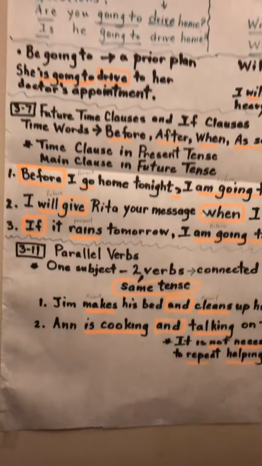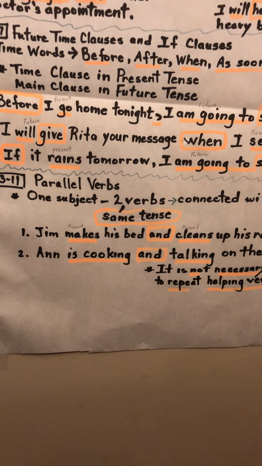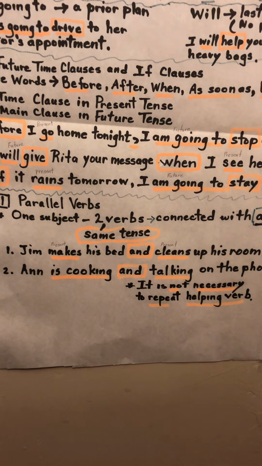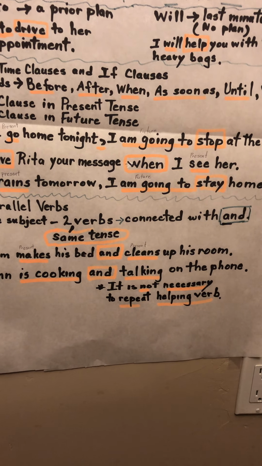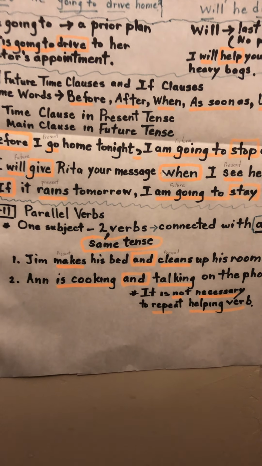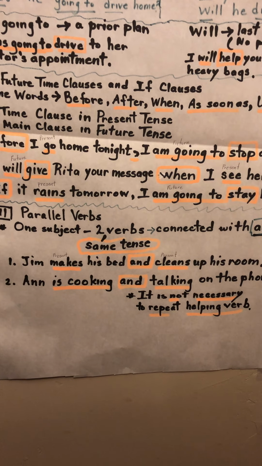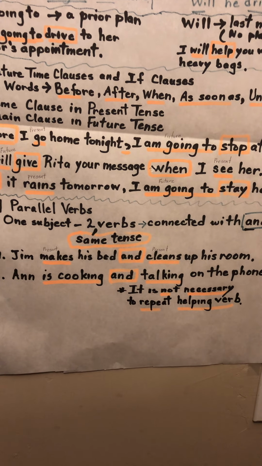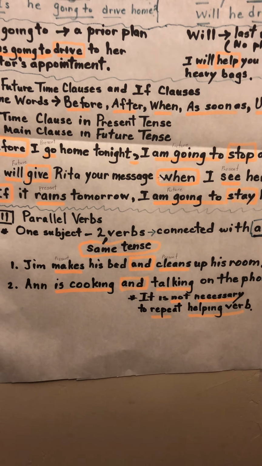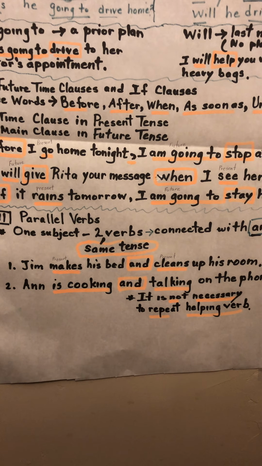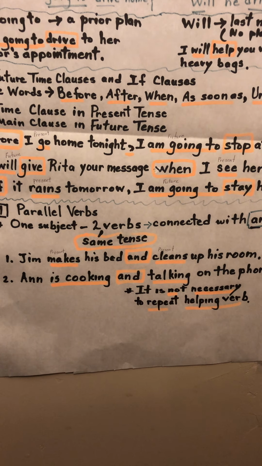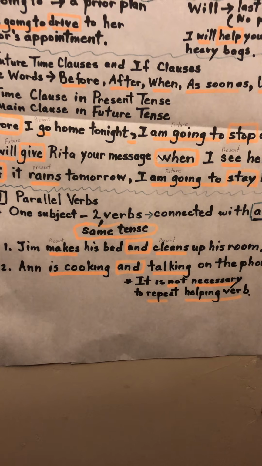All right, 3.11 is parallel verbs. And this is when you have a sentence that has one subject and two verbs. And the two verbs are connected with and. The two verbs are in the same tense. For example, Jim makes his bed and cleans up his room. Makes and cleans are both in present, and they're connected with the word and. Jim makes and cleans.